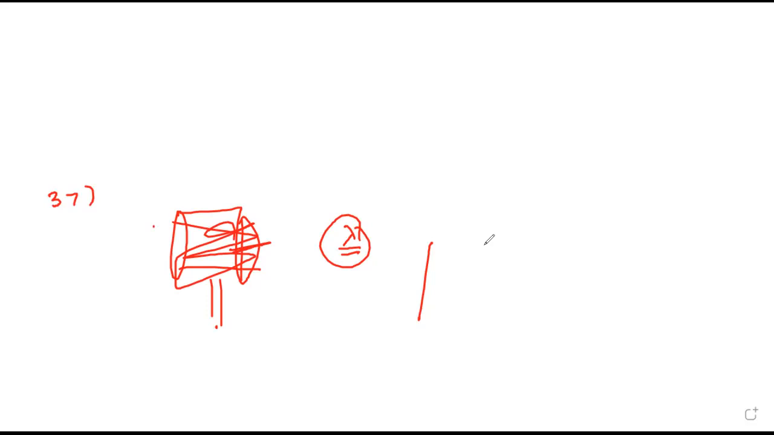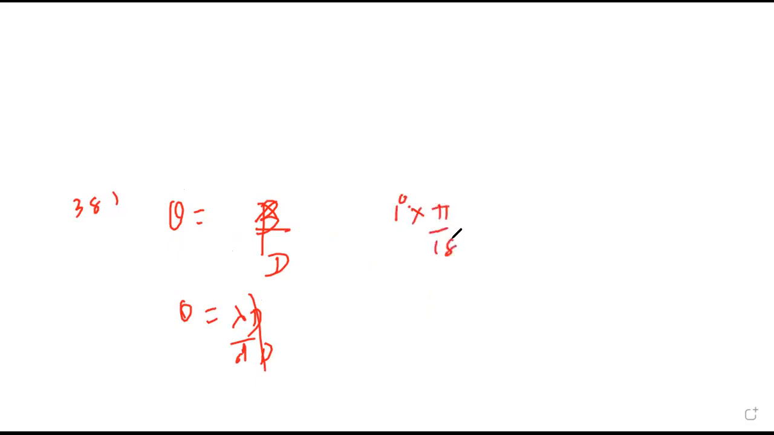38. In Young's double slit experiment, the angular width of fringe formed on the screen is 1 degree. Theta, the angular fringe width, is fringe width upon capital D, that is lambda D upon small d into capital D. 1 degree you have to convert into radian by multiplying with pi by 180, equals lambda upon small d. Small d is 0.1 millimeter, that is 10 raised to minus 4 meter.